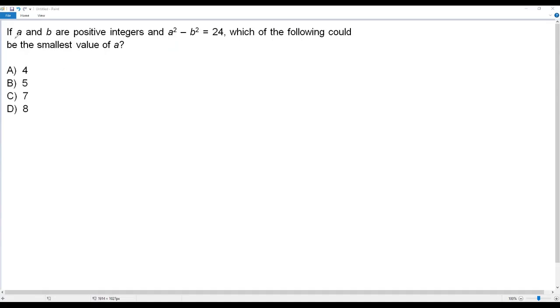Okay, the first information says that a and b are positive integers, and the value of the expression a² − b² equals 24, and we have to find the smallest value of a. Okay, now let me take the given equation, that is a² − b² = 24.